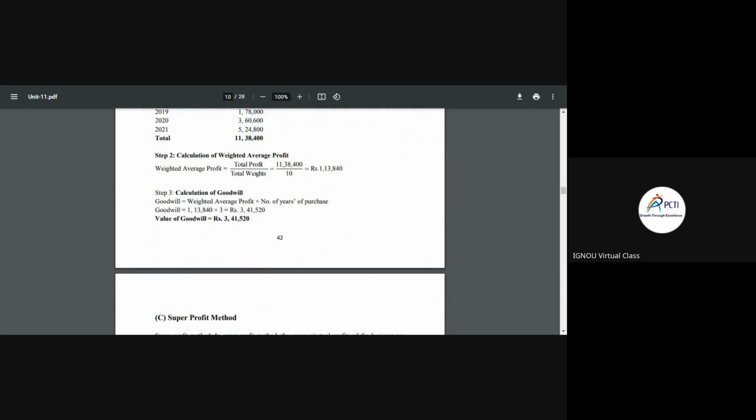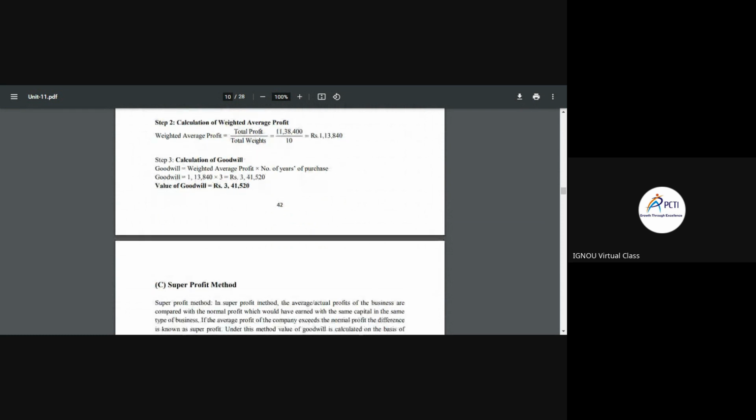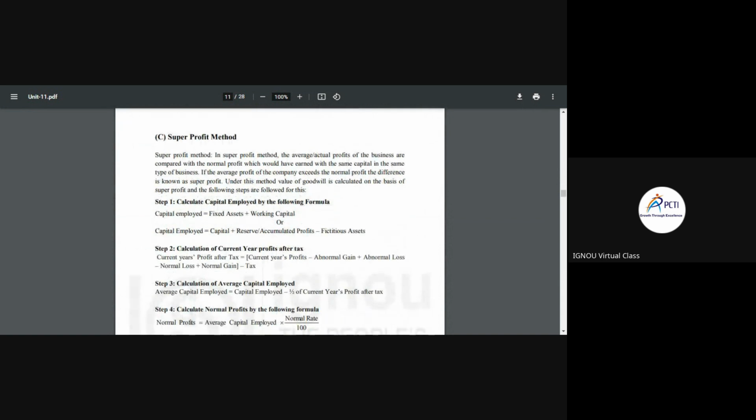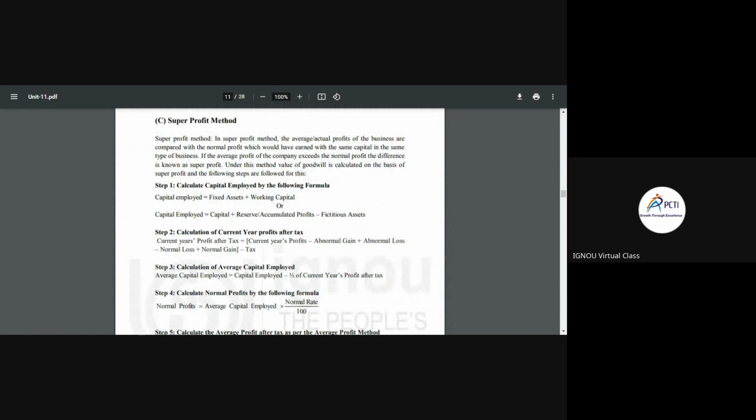Then calculation of goodwill we will do according to this formula. Then we have the super profit method. In this method, the average and actual profit of the business are compared with the normal profit which would have been earned with the same capital in the same type of business. If the average profit of the company exceeds the normal profit, the difference is known as super profit. So under this method, the value of goodwill is calculated on the basis of super profit. Here we have some steps to calculate the super profit method.